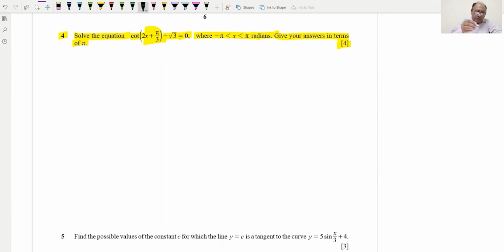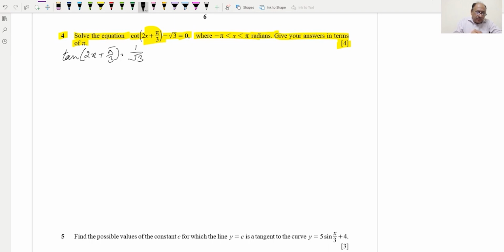So what we will do, we can rewrite this given equation. We know that cotangent is 1 over tangent, so we can write tan of 2x plus pi by 3 will be equal to 1 over under root 3. We can shift this to the other side and it will go as plus under root 3, and then when we change cot into tan, it will be 1 over under root 3.